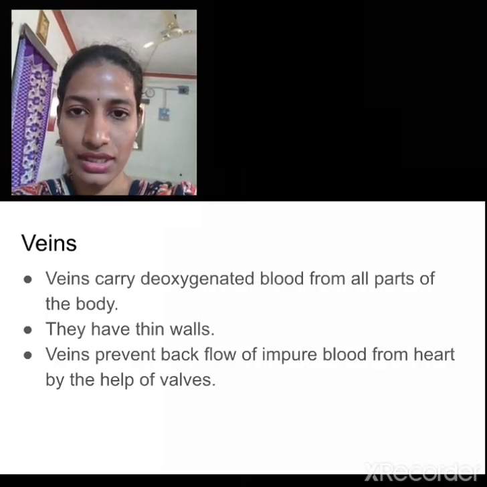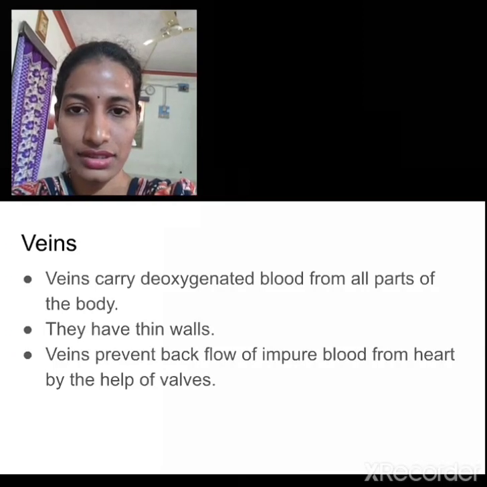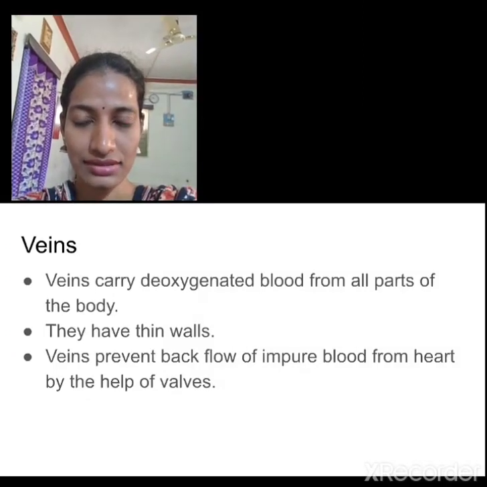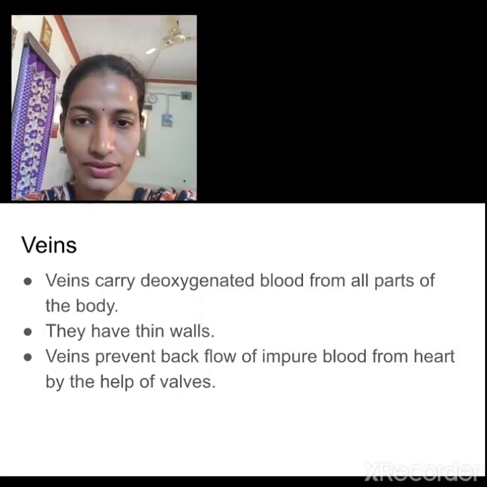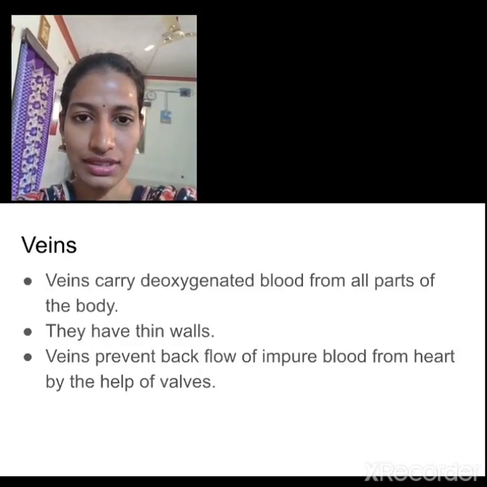So the veins have thin walls, and veins also have valves which prevent the backflow of the blood. Once the blood enters into the heart for purification, it should not get mixed up again into our body. In order to prevent this, there are valves in the veins. So these are the different types of blood vessels. Now let us summarize all these concepts with the help of an animated video.